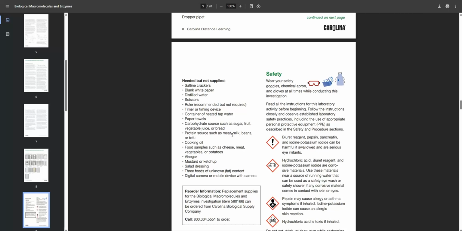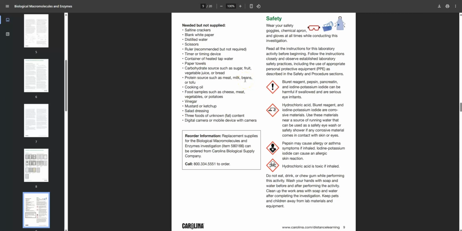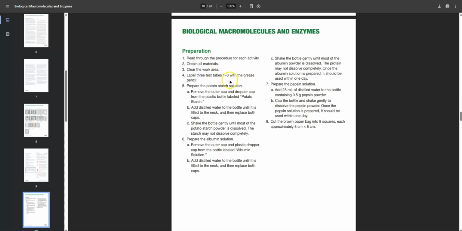I will say that liquids can sometimes be easier to read than foods, but not always. It just depends. You need some food samples, so something different other than that protein and carbohydrate source. You need vinegar, mustard or ketchup, salad dressing, and then 3 foods of unknown fat content. What you choose is up to you, but you can see that you do basically need to go grocery shopping for this lab. It goes through the prep that you need to do. You do need a brown paper bag.